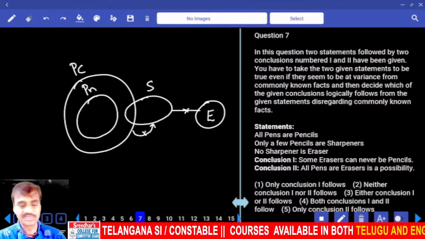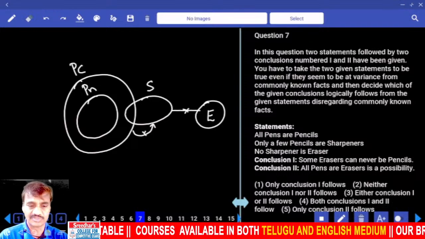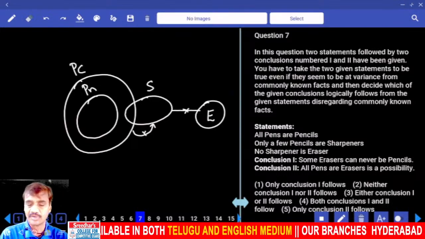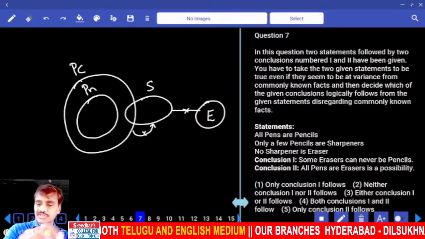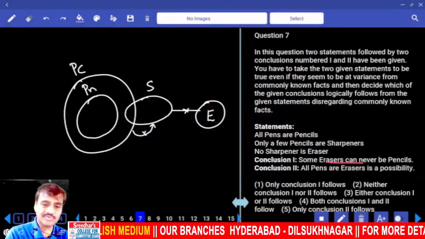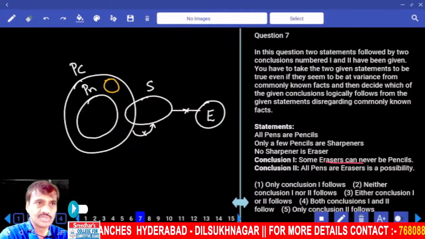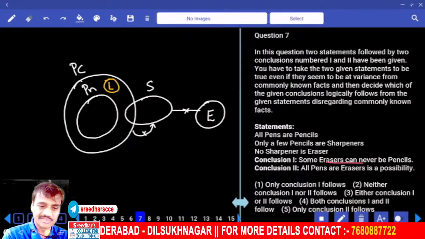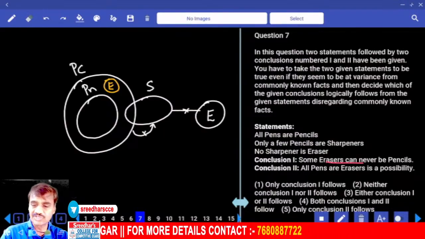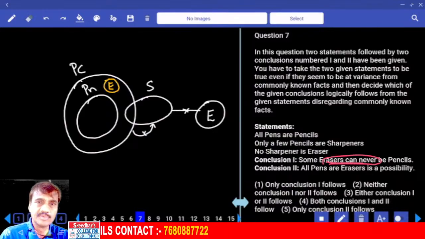Some erasers can never be pencils. Is it true? In order to check this, we need to prove whether all erasers can be pencils or not. Can the entire eraser be like this or not? If you write the entire eraser like this, then all erasers being a part of pencil is true. Here it is claiming that some erasers cannot be pencils. Is it true?